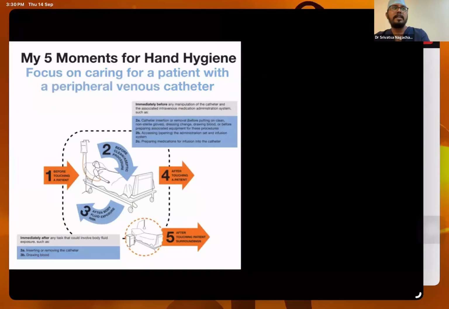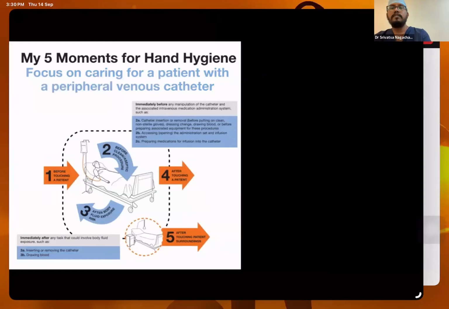I'm specifically bringing this topic because most people think peripheral venous catheters are not damaging, but they can be damaging when a patient has multiple pokes. Especially we see when the patient comes from the ward, they have multiple pokes in multiple places, they have thrombophlebitis, and that eventually leads to infection.